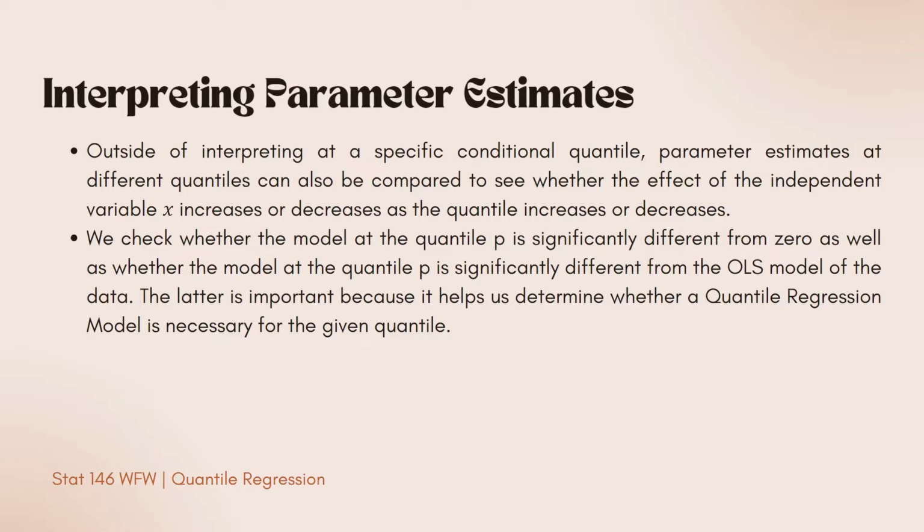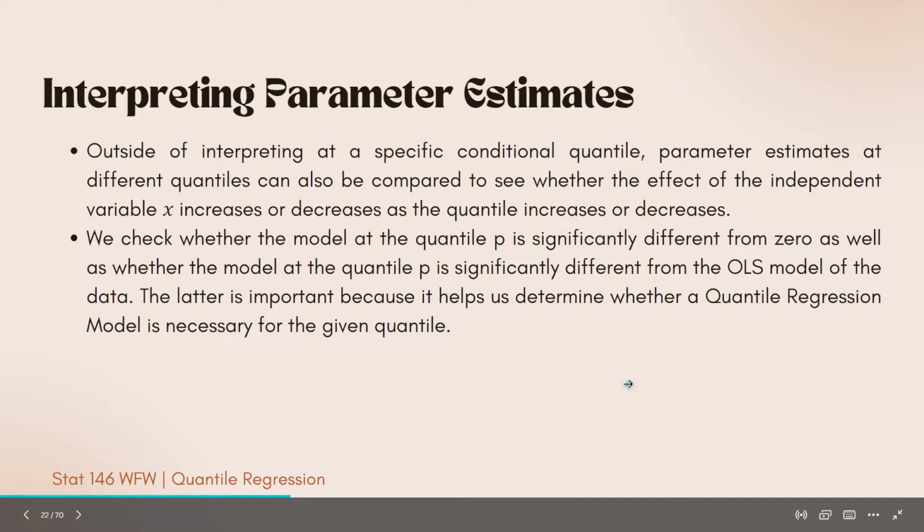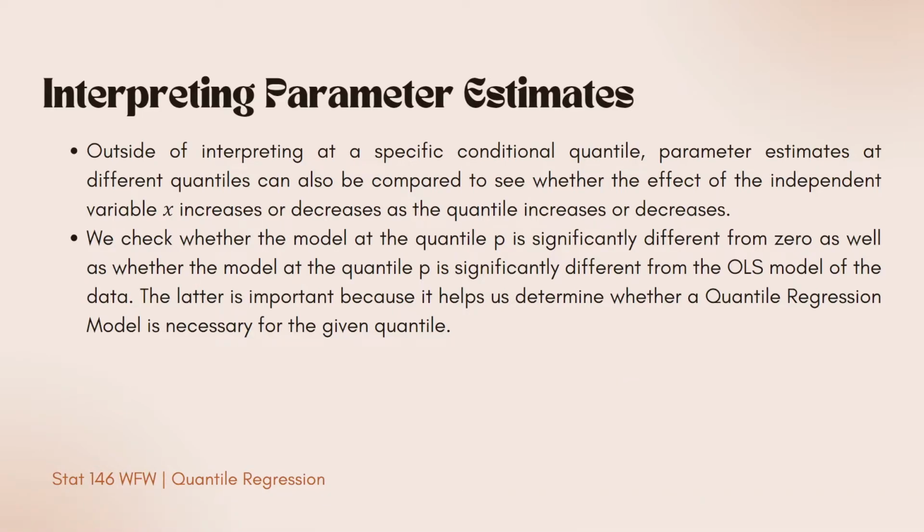Next, we check whether the model at the quantile p is significantly different from 0, as well as whether the model at the quantile p is significantly different from the OLS model of the data. The latter is important because it helps us determine whether a quantile regression model is necessary for the given quantile. So, yung isa pang difference is na chine-check din natin kung significantly different yung quantile regression estimate natin sa coefficient ng kapag gumamit tayo ng OLS model. So, ginagawa natin yun para ma-check natin kung may point ba na gumawa ng quantile regression model instead of an OLS model for the given quantile.